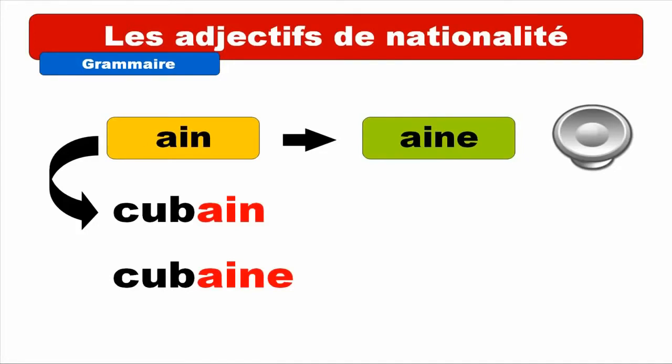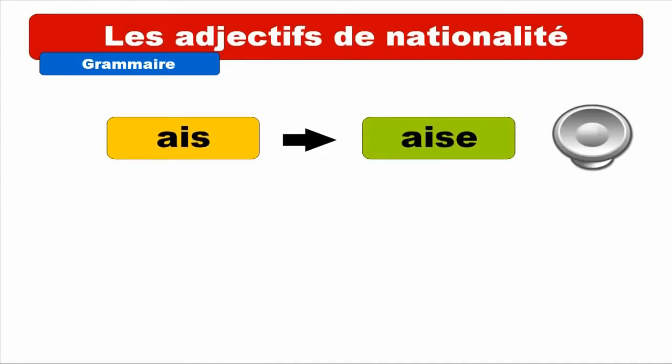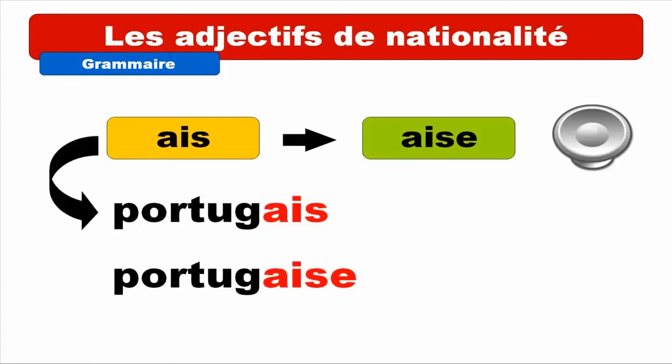Okay, so second category now, it's est, and then feminine form est. Okay, so repeat, masculine est, and then the feminine est. Okay, so let's have an example. Portugais, repeat. Portugaise, repeat.